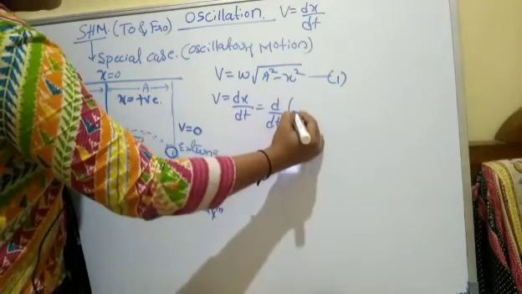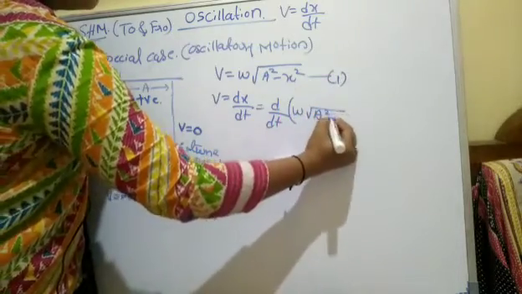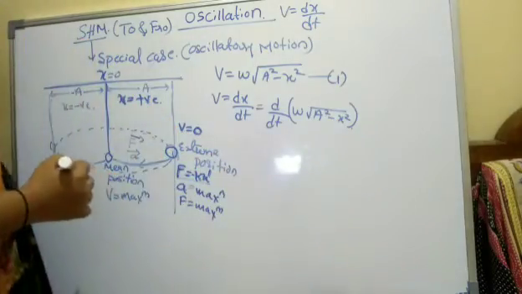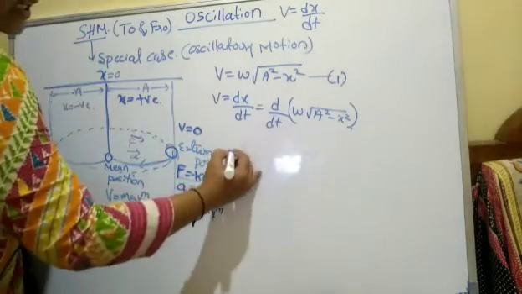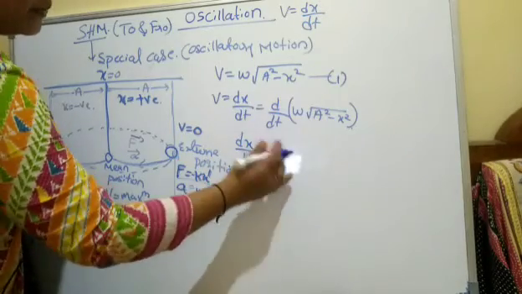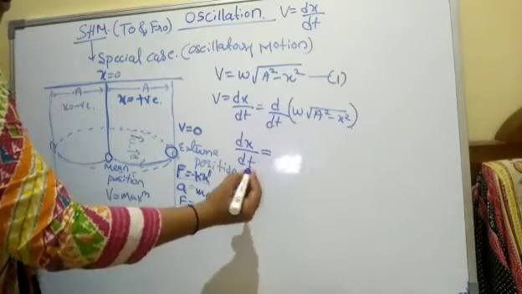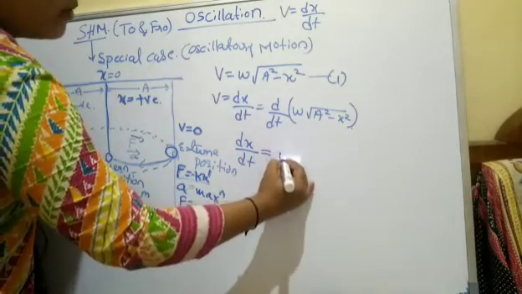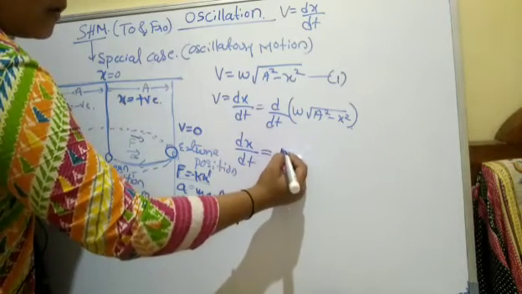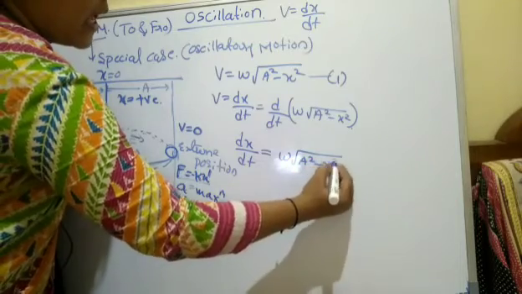So v is omega of root of a square minus x square here, right? What will be the next form? dx by dt is equal to omega. I will take it outside. So what remains here is root of a square minus x square.